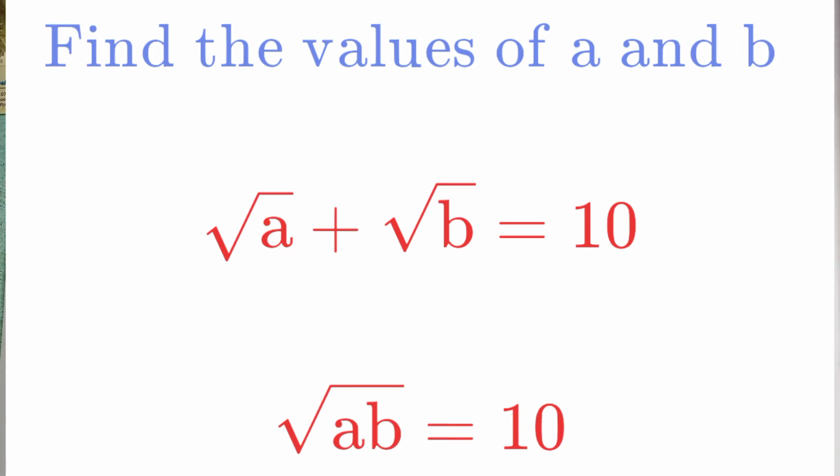Today we want to solve this Maths Olympiad question. Root A plus root B is equal to 10 and root AB is also equal to 10. What are the values of the real numbers A and B?